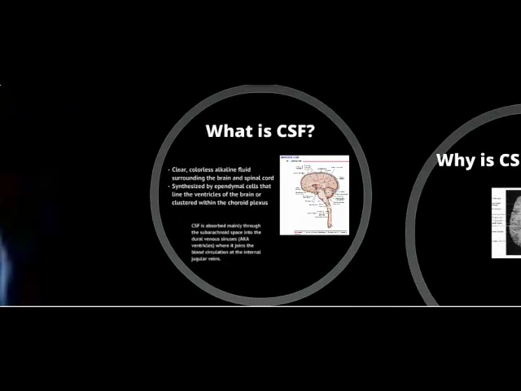What is CSF? CSF is a clear, colorless alkaline fluid surrounding the brain and spinal cord. It is synthesized by the ependymal cells that line the ventricles of the brain, or it is clustered within the choroid plexus. CSF is absorbed mainly through the subarachnoid space into the dural venous sinuses, aka the ventricles, where it joins the blood circulation at the internal jugular veins.